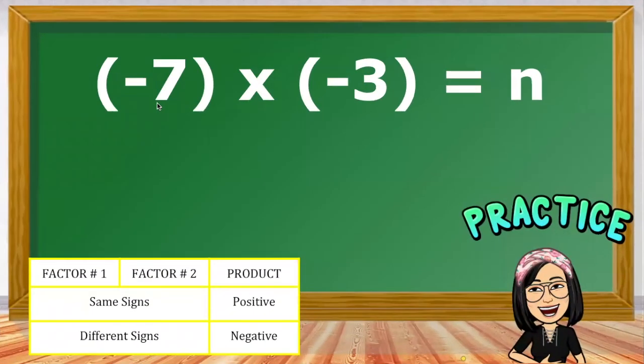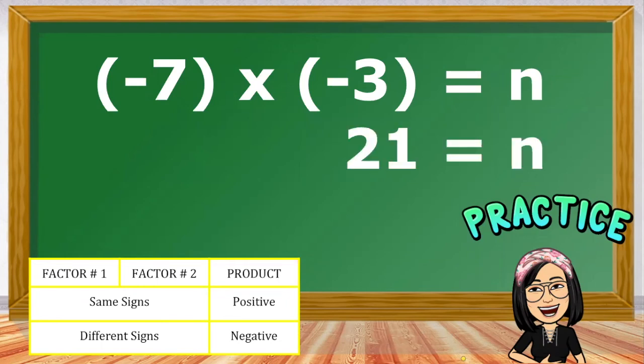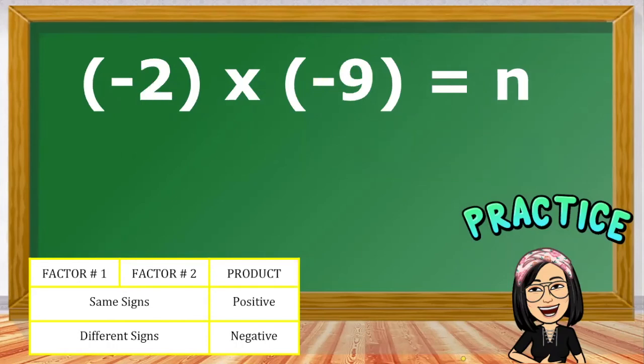Now let us go to our first example. Negative 7 times negative 3 is equal to n. Both of the factors are negative numbers. So they have the same signs. Definitely their product is a positive number. Okay, so negative 7 times negative 3, the answer is positive 21.